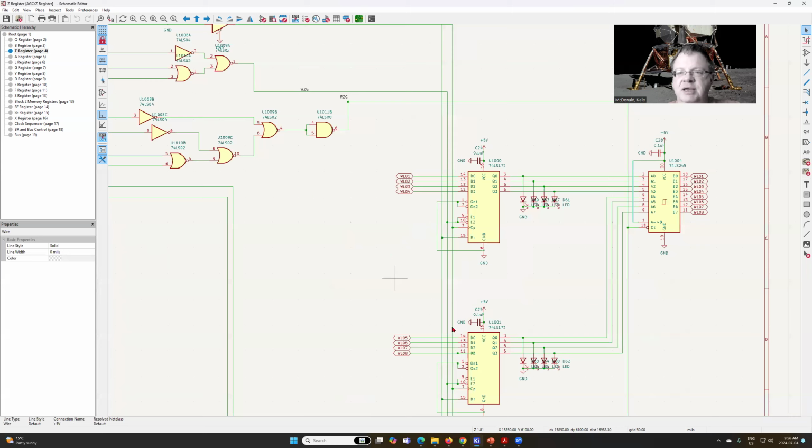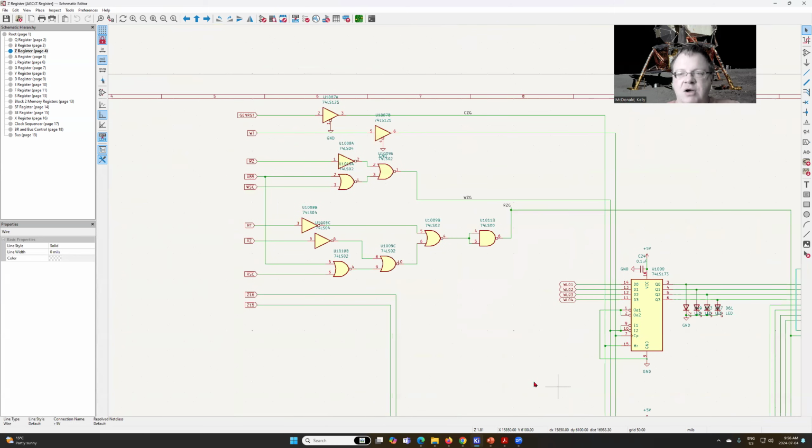Now, where things are going to get a little bit different is on the control logic that determines when we write. So this is the write logic up here, and this is the read logic. So this is when do we take data from the bus to load into the register, and this is when do we take data from the register and push it out onto the bus.